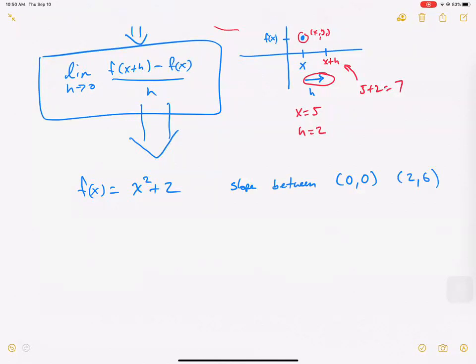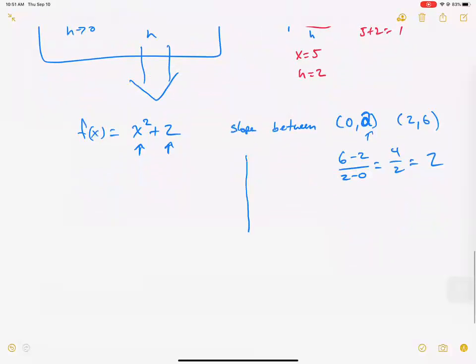All right, well, whoops, not 0, 0. This is 0, 2. If I plug in 0, we should get 2, right? That's the graph. And if I plug in 2, we should get 6, because that's the graph. So we say 6 minus 2 over 2 minus 0 is 4 over 2. The slope is 2.